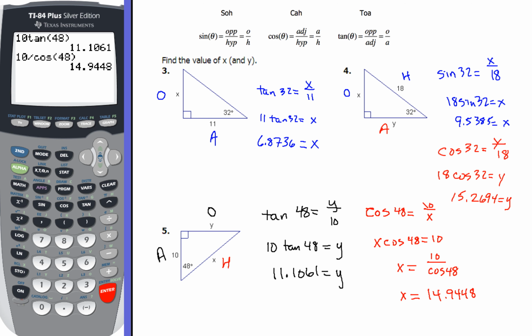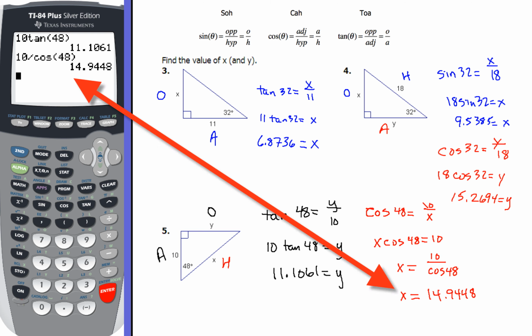The second step, since the x is in the denominator, you have to multiply both sides by x, which gives us x cosine 48 equals 10. Then, to figure out what x is, you divide both sides by the cosine of 48. So you're going to have 10 in the numerator, and then cosine 48 in the denominator. Lastly, you're going to plug that into your calculator, and then you get 14.9448.